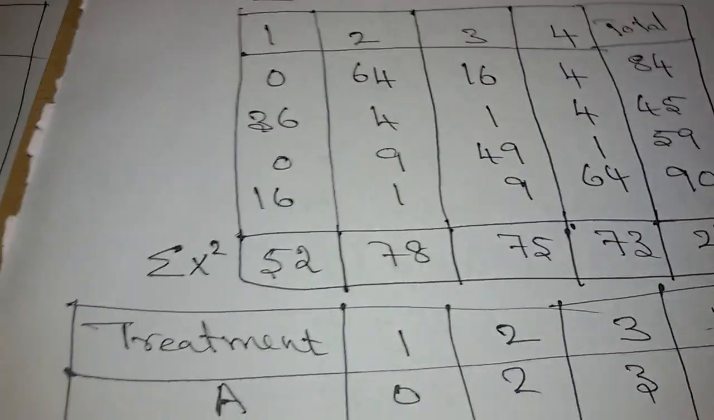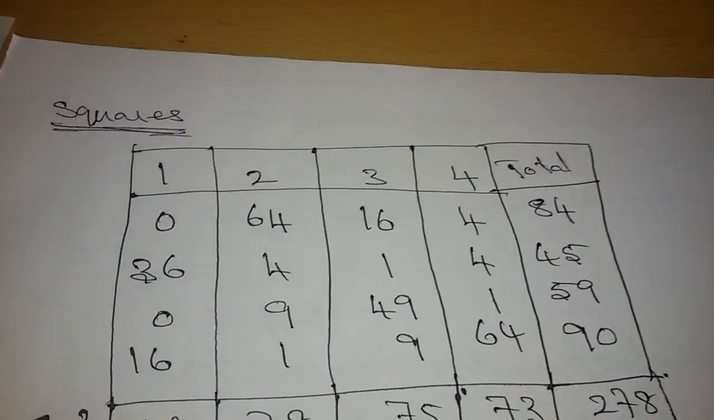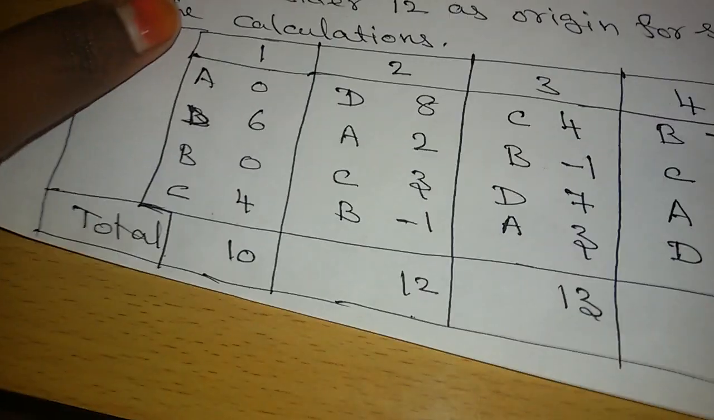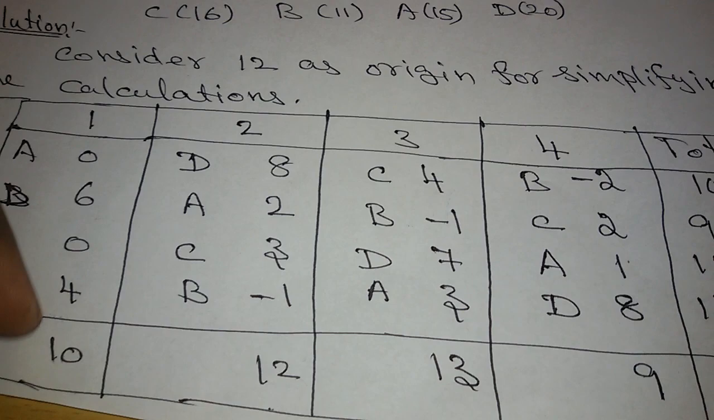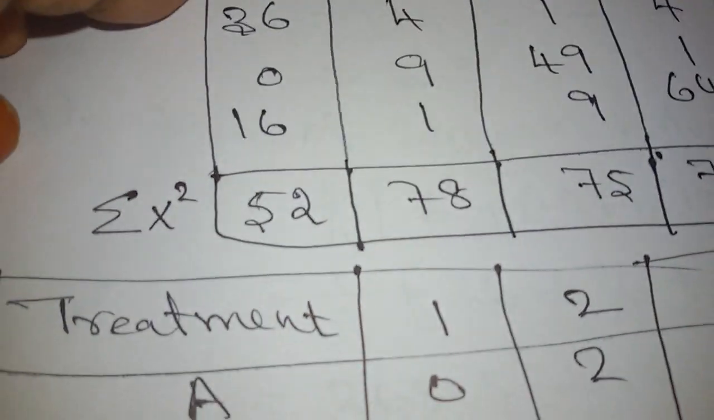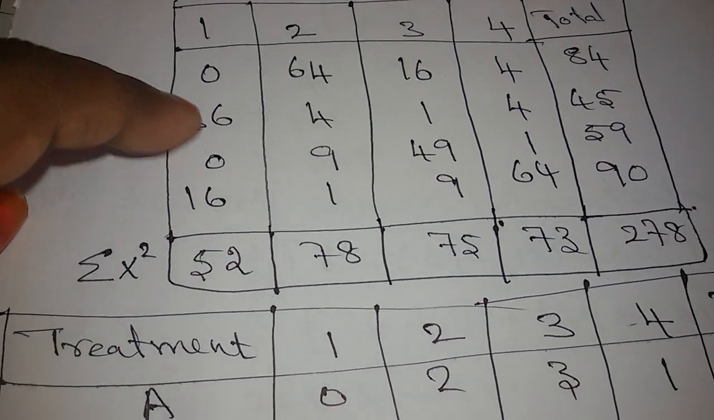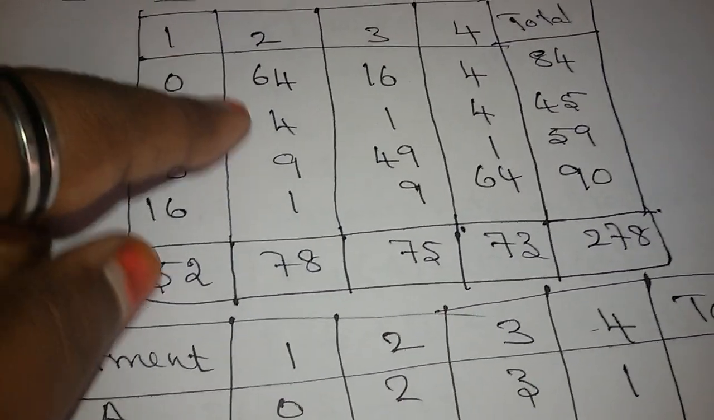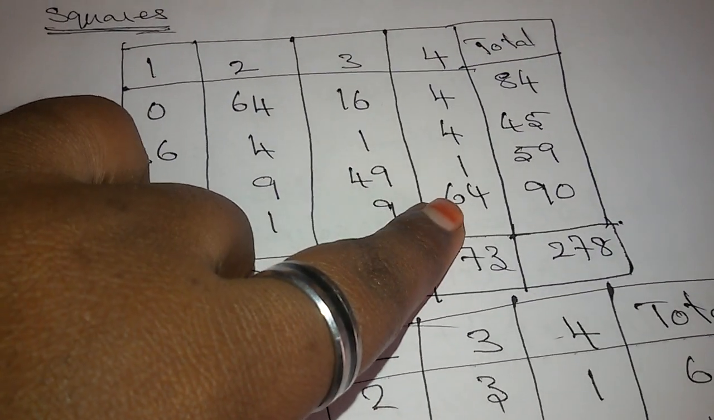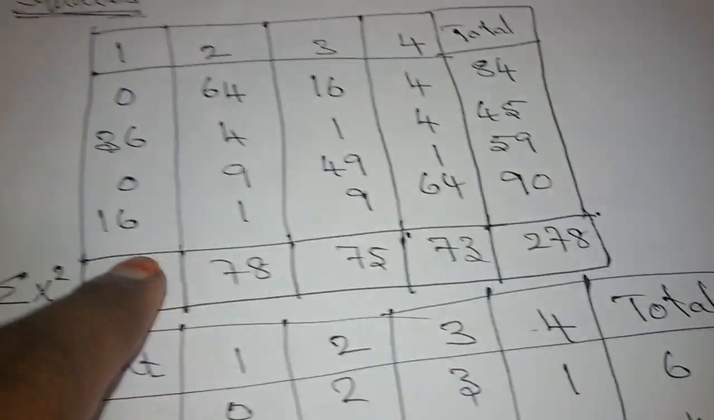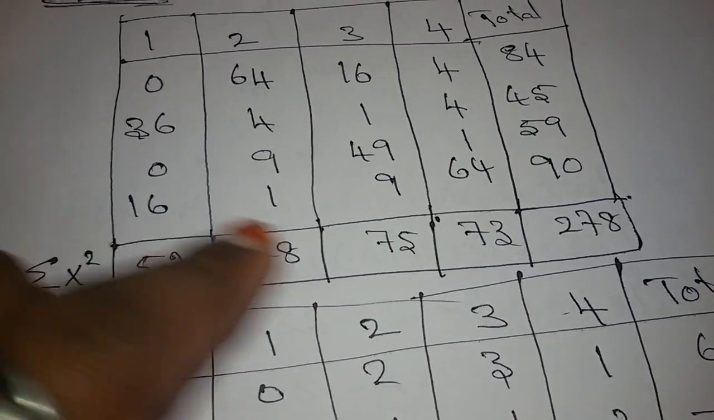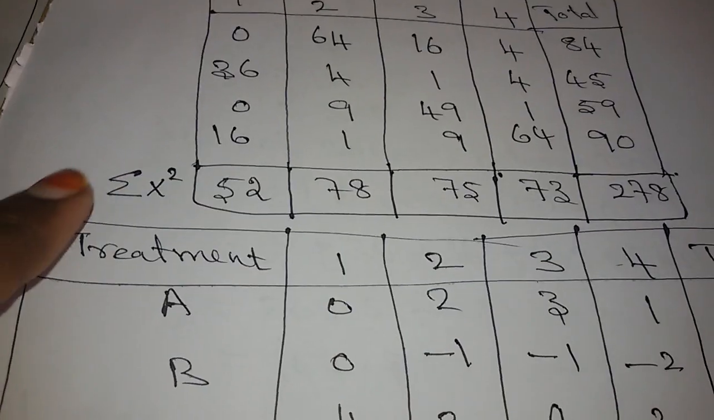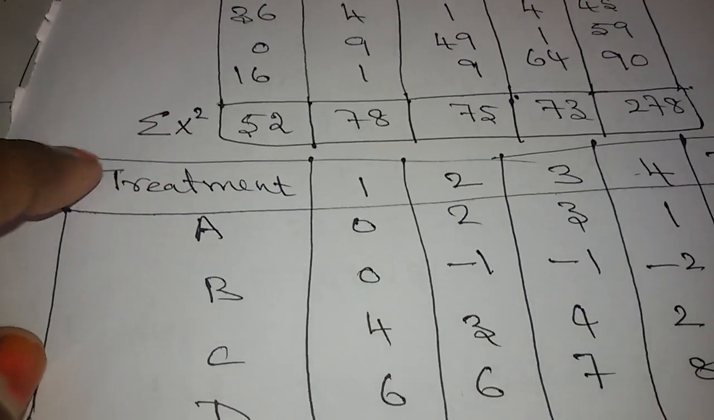Next, you have to find the square values of the previous table values. So here you have 0, 6, 0, 4. Their corresponding squares are 0, 36, 0, 16. Similarly, for each column you find the squares of the values, and again find the row-wise total, column-wise total, and the sum of the total values. This value is called sigma x squared.